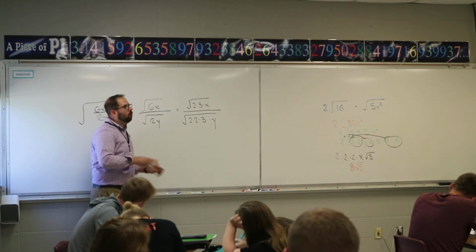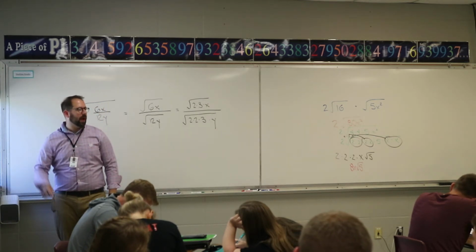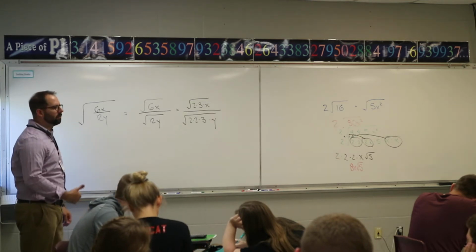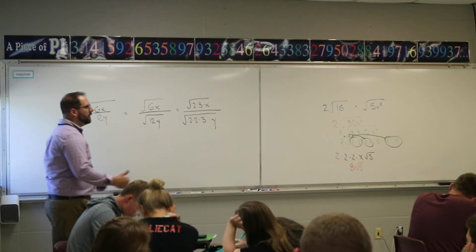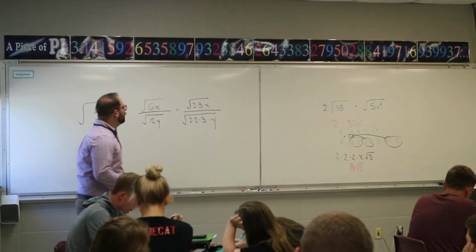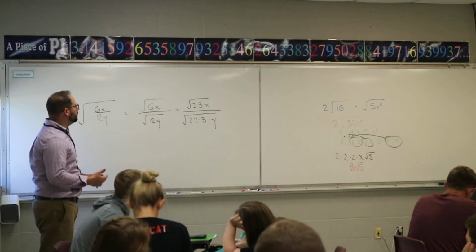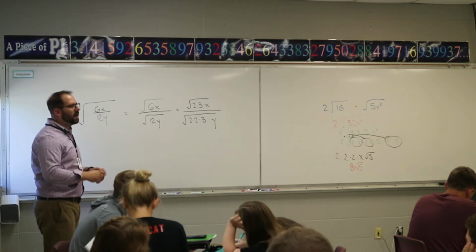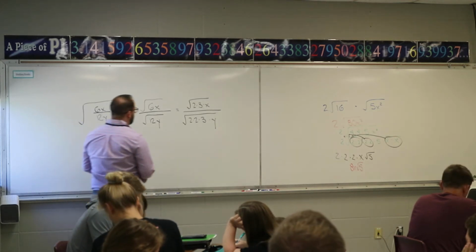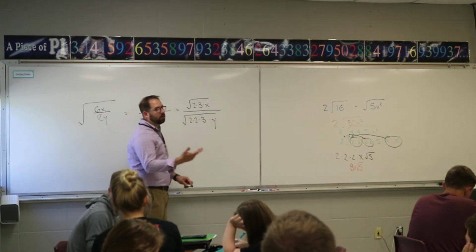Because my whole goal is to get rid of the stupid radical off the bottom. I don't want a radical, a square root, on the bottom of a fraction, because it is literally impossible to type in a very simplified calculator. So what you want to do is rationalize it. Rationalizing means make it a fraction without an irrational number on the bottom.